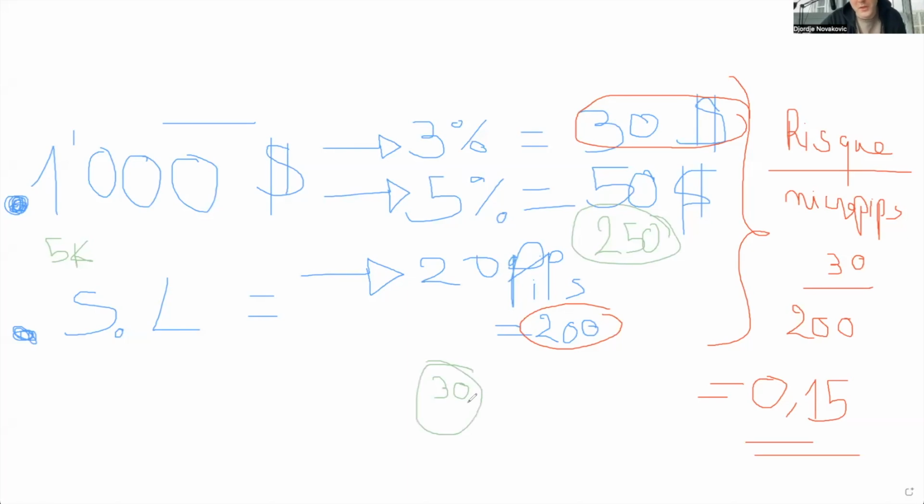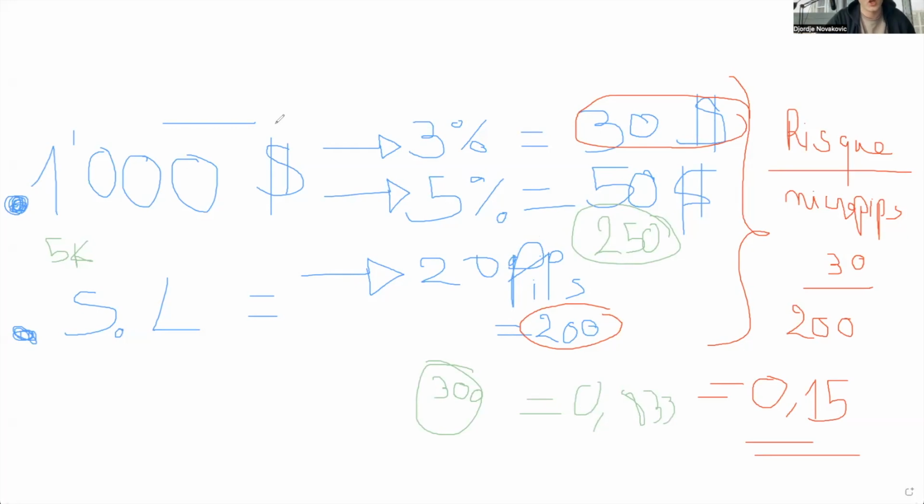Sorry, not that one. 30 pips is 300 micropips. So you do 250 divided by 300, and you get 0.83 lot size. That's the first thing about risk management. So guys, if you want, you can take a screenshot right now of this graph.